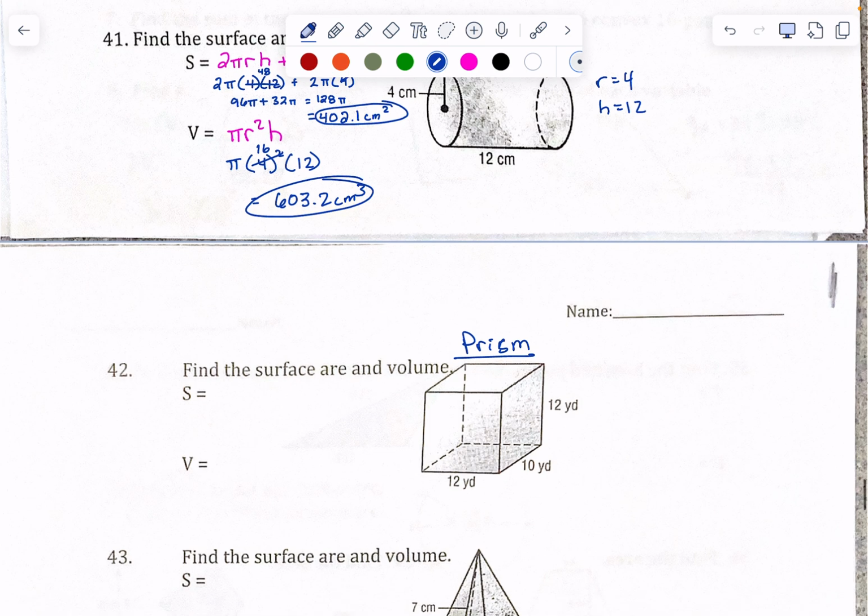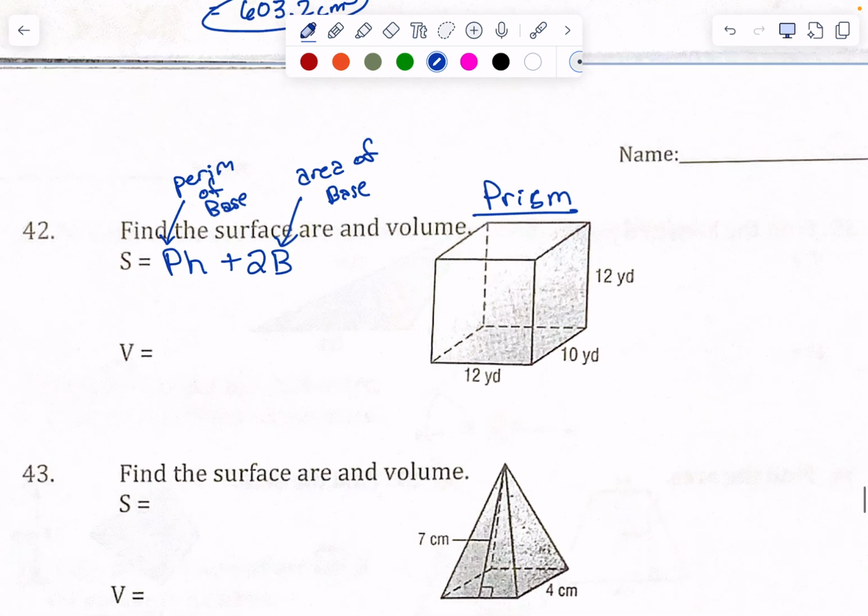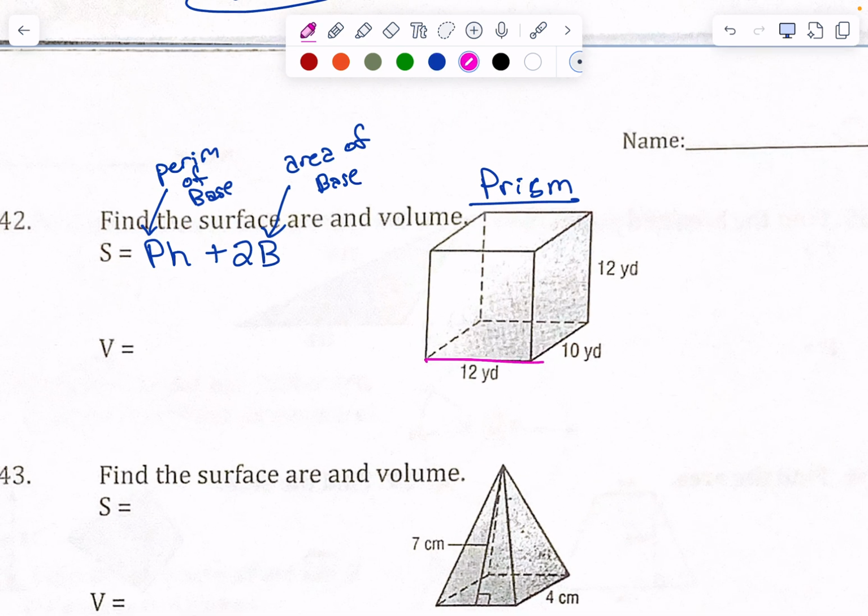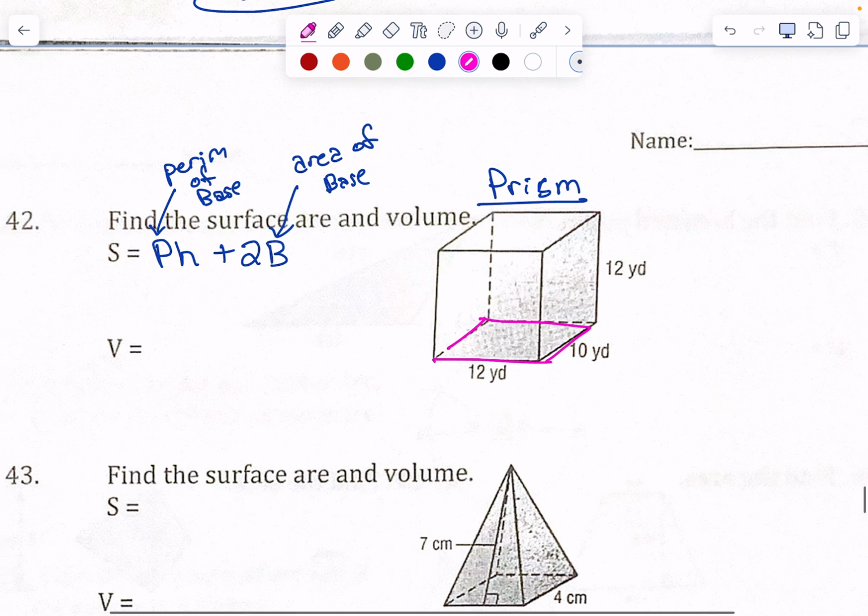To find the surface area of a prism, it is capital P times H plus 2 capital B's. What does capital P mean? The perimeter of the base. What does capital B mean? The area of the base, okay? Are we going to say the base is the bottom? Yeah. Okay, so the perimeter of the bottom is 12 plus 10 plus 12 plus 10. 24 plus 20 is 44. Or 22 times 2, right? 44.